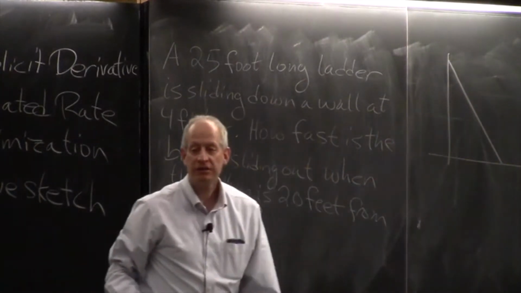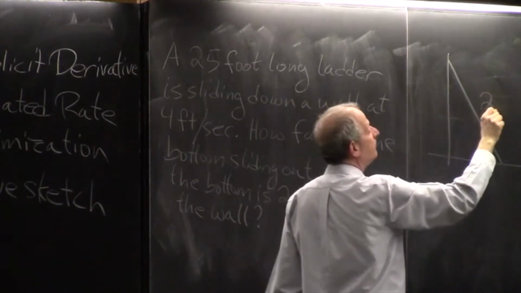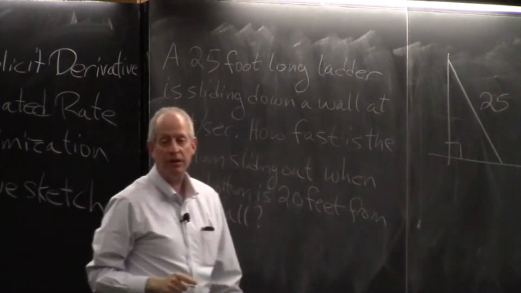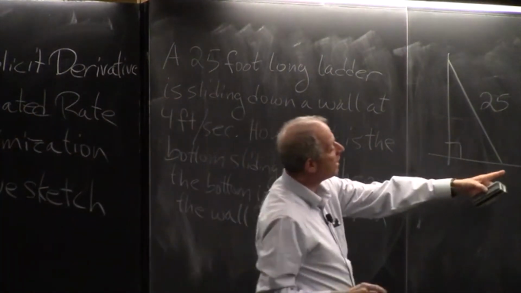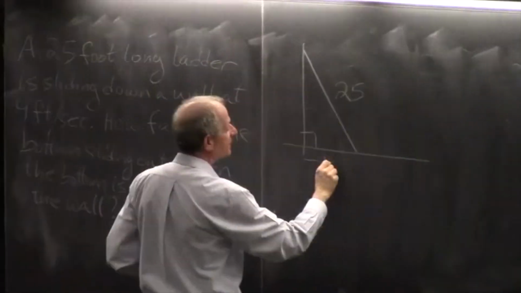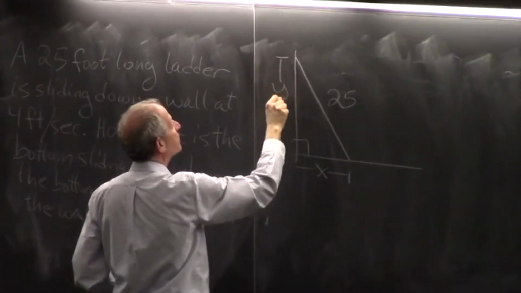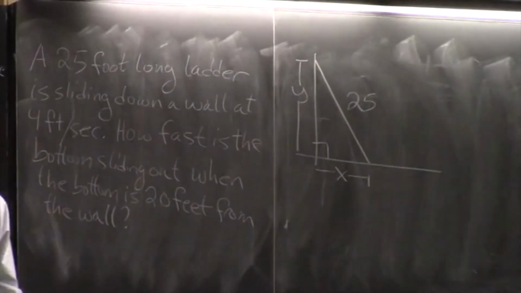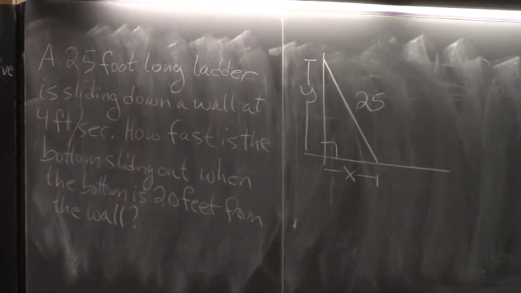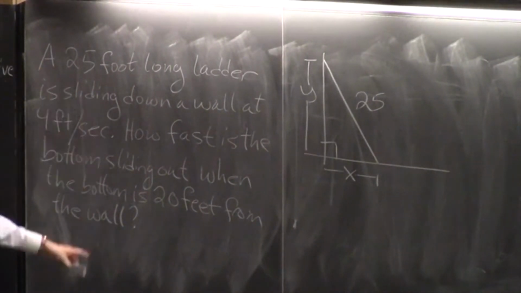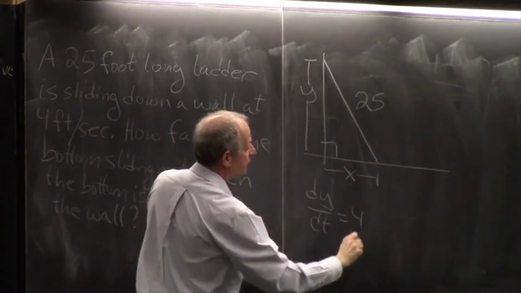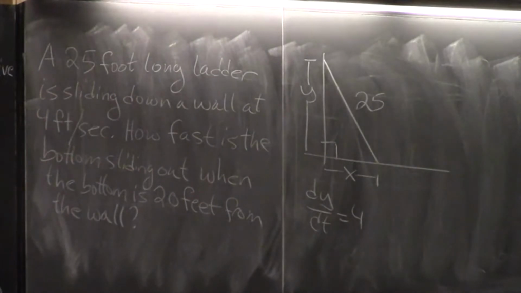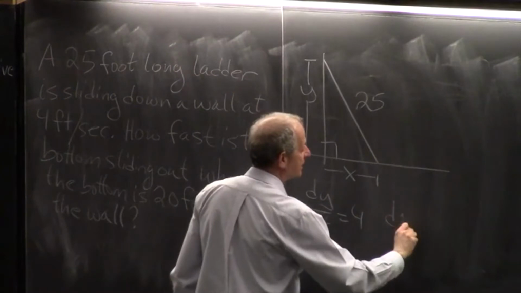We have a ladder. The ladder is 25 feet long. Let's call the distance from the bottom of the ladder to the wall x, and the distance from the top of the ladder to the ground y. And we know that it is sliding down at 4 feet per second, so dy/dt is 4. How fast is the bottom sliding out? We want to find dx/dt.